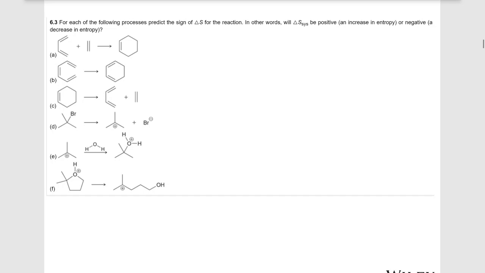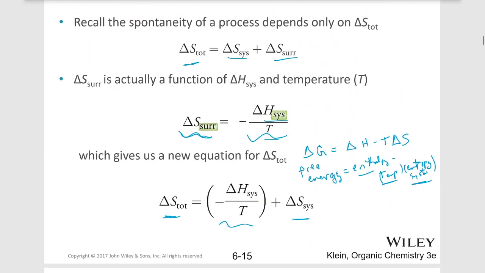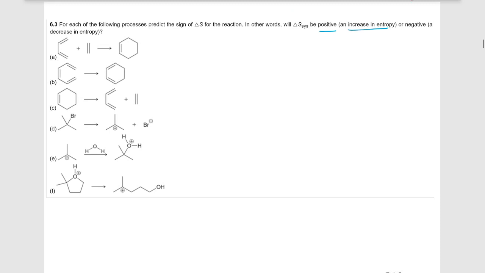So a positive delta S is an increase in entropy, and that's what we want. Notice up here in this equation, if we have a positive delta S, then our T delta S term becomes negative because there's a negative out here, and that's going to increase the negative of our delta G. Okay, so it's going to make our delta G more negative. So we want a positive delta S. That would be favorable. Okay.